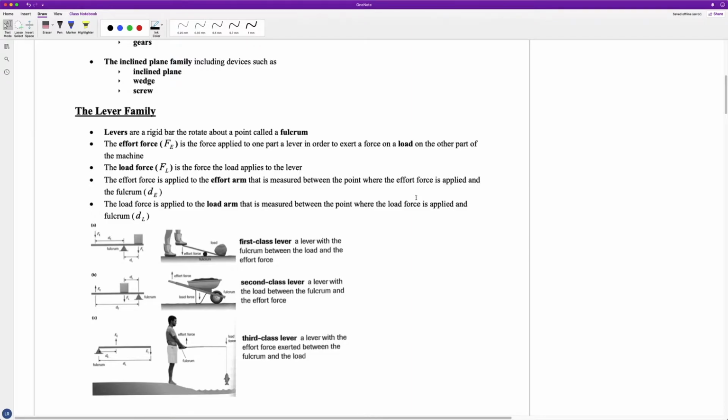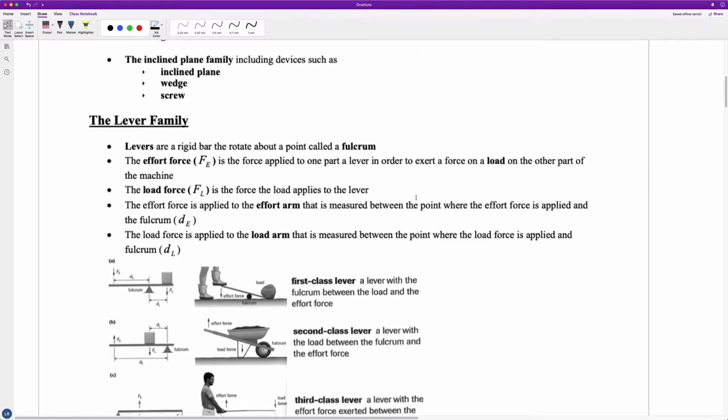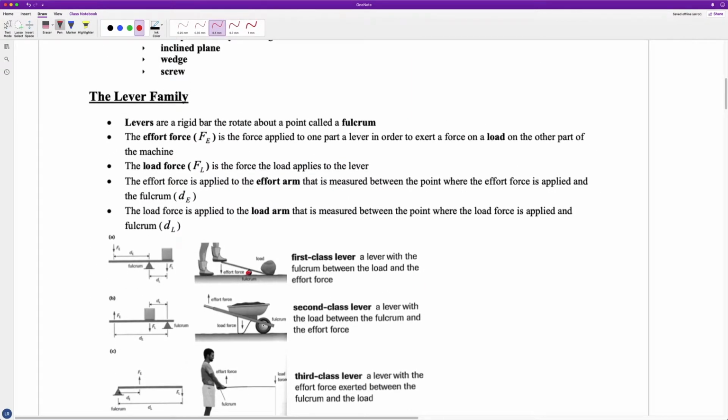Levers are just rigid bars that rotate about a point called a fulcrum. So here's our fulcrum right there. That's what we mean by that. And the fulcrum is just another way of saying a point of rotation. So this object here, that's your load. Now, if you notice something, the distance from here to here versus the distance from here to here.